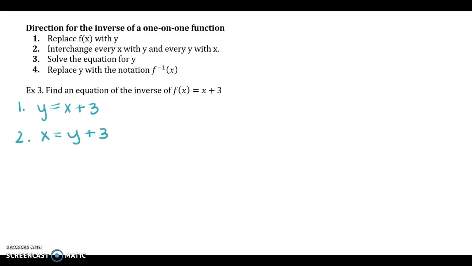Step 3 is solve for y. So I'm going to go ahead and subtract 3. So I get x minus 3 equals y, and then you're going to replace the y with f inverse. So f inverse of x is equal to x minus 3. Alright, and then that's it.